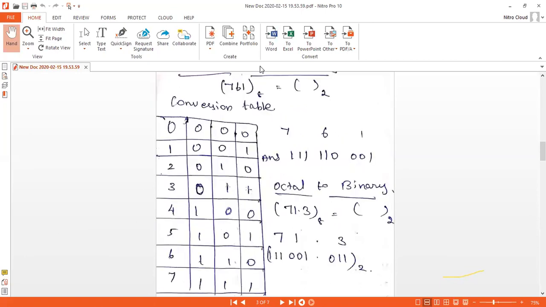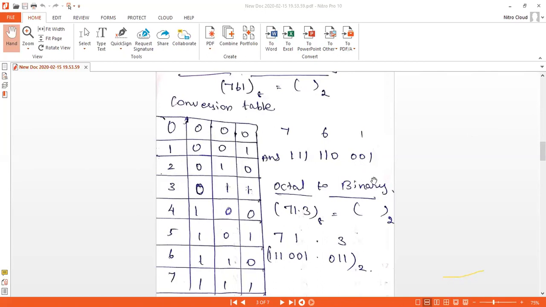What is the value given? 761. So I put 7 here, 6 here, 1 here. Can anybody tell me what is the value of 1 in the table? 001. I have written 001 corresponding to 1.